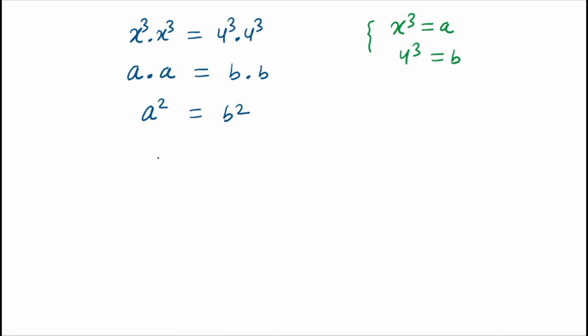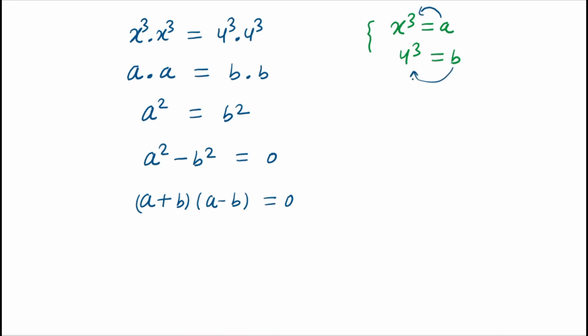Now if we take all the expressions to the same side, then a square minus b square is equal to 0. On the left hand side we have a difference between two squares. This is the same as a plus b times a minus b, equal to 0. Now the value of a is x cube and the value of b is 4 cube. So here x cube plus 4 cube, multiplied by x cube minus 4 cube, is equal to 0.